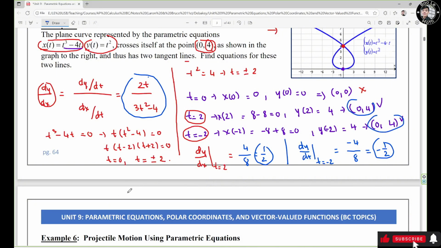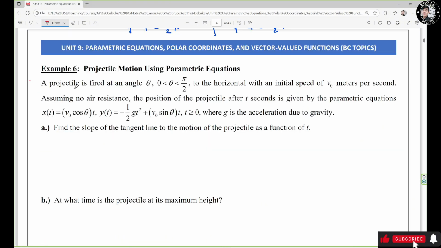So the first equation, y minus y1, which means y minus 4, equals the slope, which means 1/2, right? Times s minus s1. s1 equals 0 right here, so you don't need to write it, so just write s, right? The second equation, y minus 4 equals -1/2 s. That's it, right? Now let's move on to example number 6.